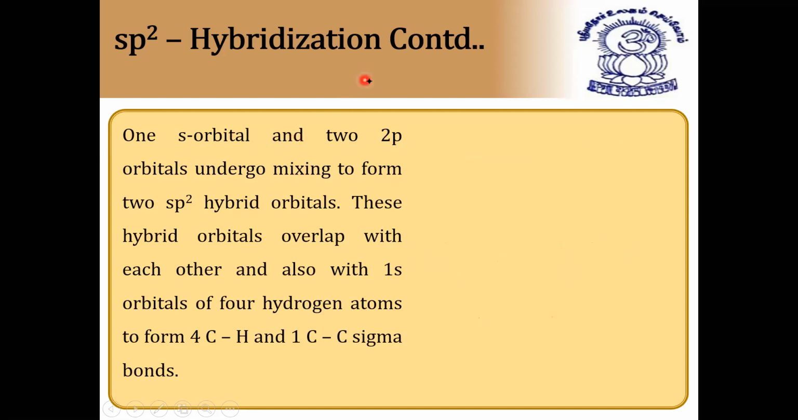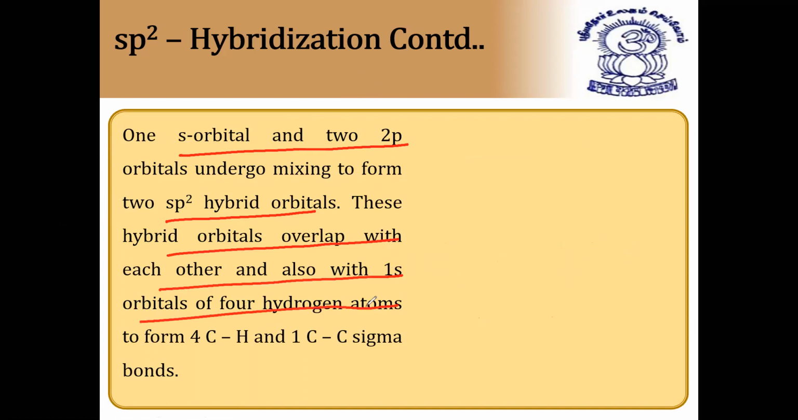This they will ask from the objective point of view: how many s orbitals and how many p orbitals? One s orbital and two p orbitals undergo mixing to form three sp2 hybrid orbitals. These hybrid orbitals overlap with each other and also with the s orbitals of four hydrogen atoms to form four C-H sigma bonds and one C-C sigma bond. So how many sigma bonds and how many pi bonds?